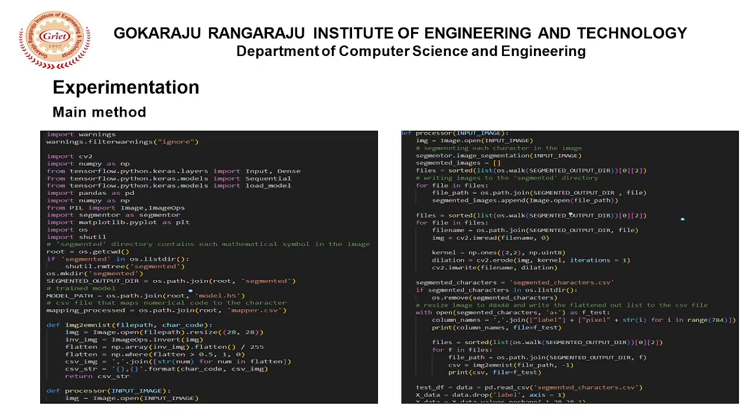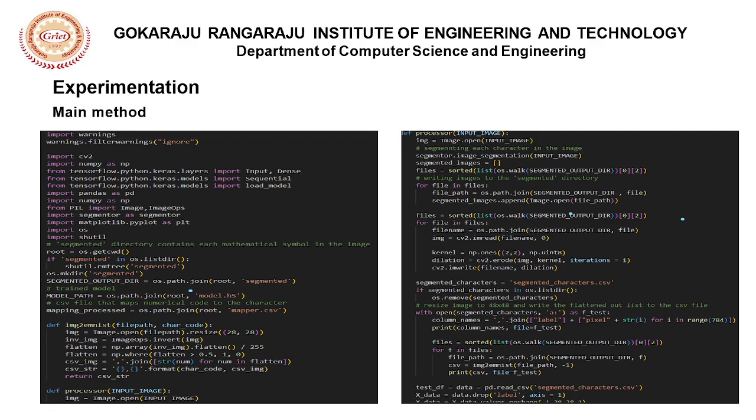Coming to our main method, we have a directory called segmented, and this contains each mathematical symbol in the image. We first start off by installing all the dependencies. We have the segmented directory, which contains each mathematical symbol in the image, and the models are trained so that they are capable of recognizing the unique handwriting of each individual, and a CSV file that maps the numerical code to the character is also provided.